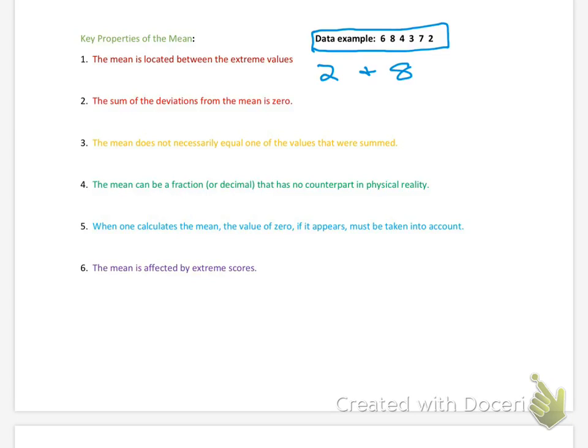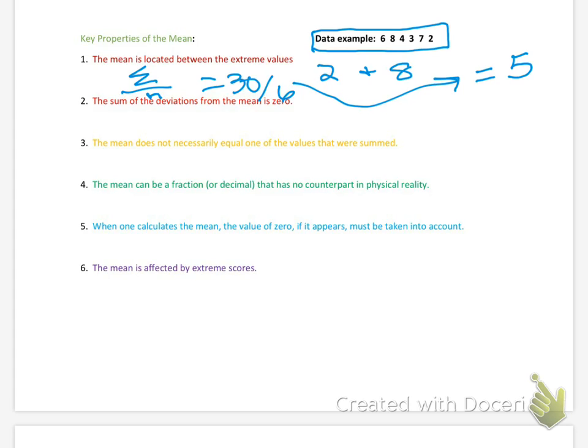So the mean will fall somewhere in there. And to get the mean, I'm going to sum all these numbers up and divide by the number in the sample, and I end up getting 30. So 30 divided by, I have 6, so my mean ends up being 5. Okay, and 5 is indeed between 2 and 8, so it satisfies the first property.